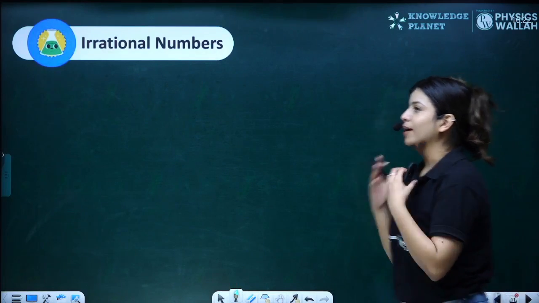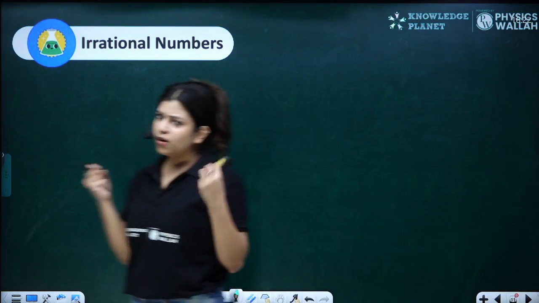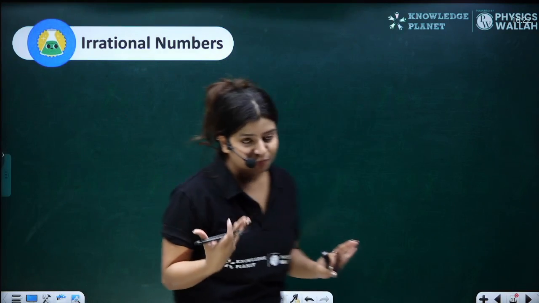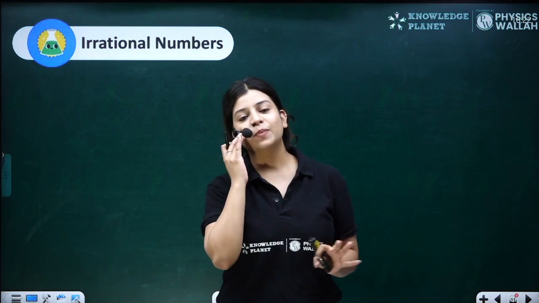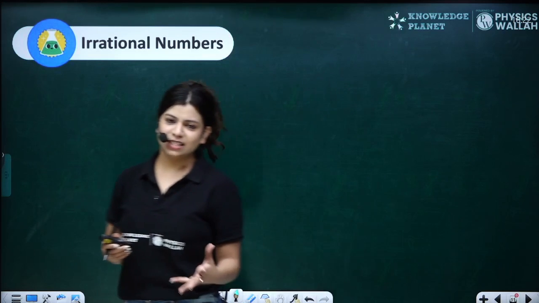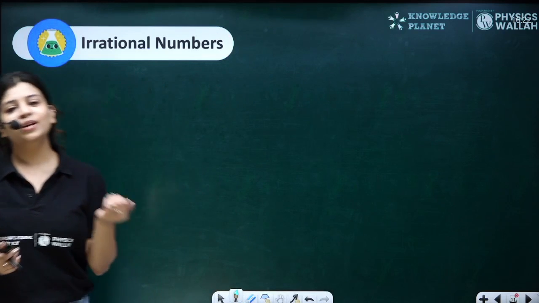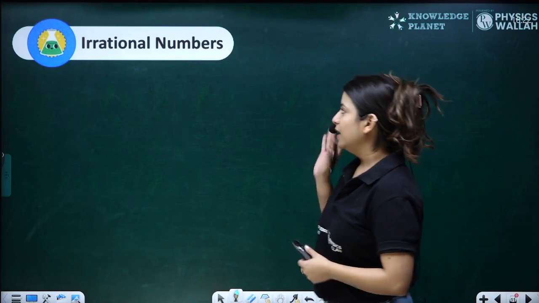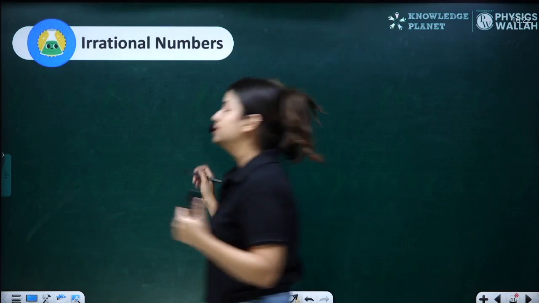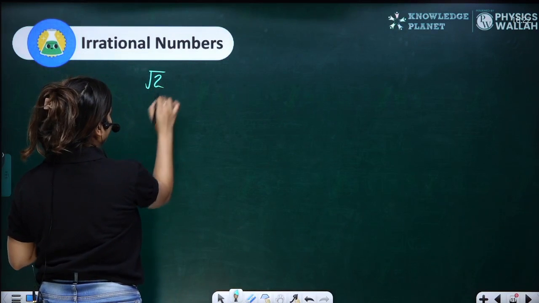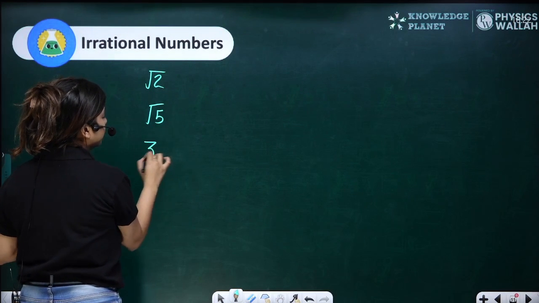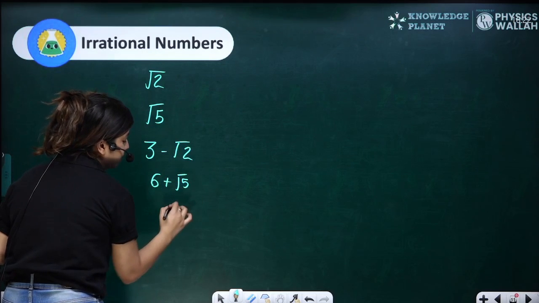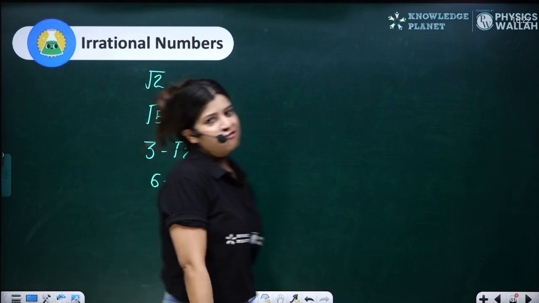Let's move forward to our irrational numbers. So we have already had a word about rational numbers, all the numbers that can be expressed in the form of P by Q. So irrational numbers basically do not have a terminating decimal expansion. Now what are these terminating and non-terminating decimal expansions? We are going to read about it. But when we talk about irrational numbers, numbers such as root 2, root 5, 3 minus root 2, 6 plus root 5, and even pi form your irrational numbers.